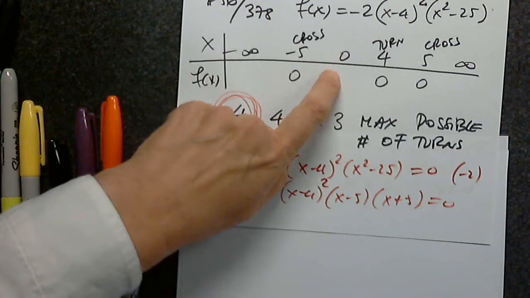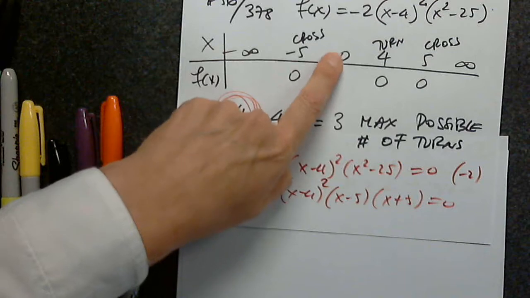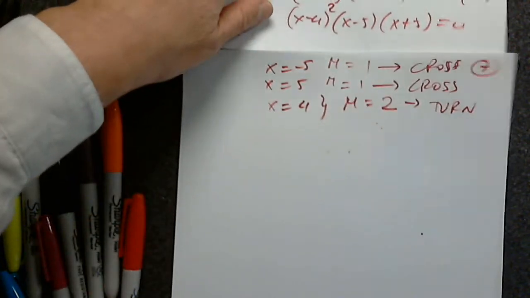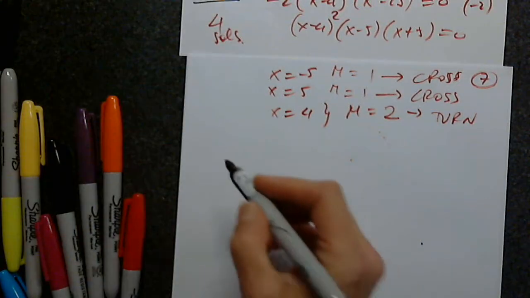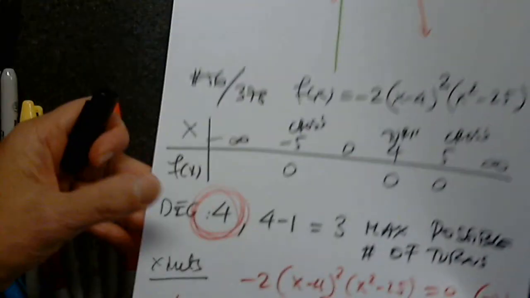What is this? The y? No, we're not there yet. We haven't graphed it yet. The y-intercept. So let's find the y-intercept. How do we find the y-intercept? Good. So let's do this together.